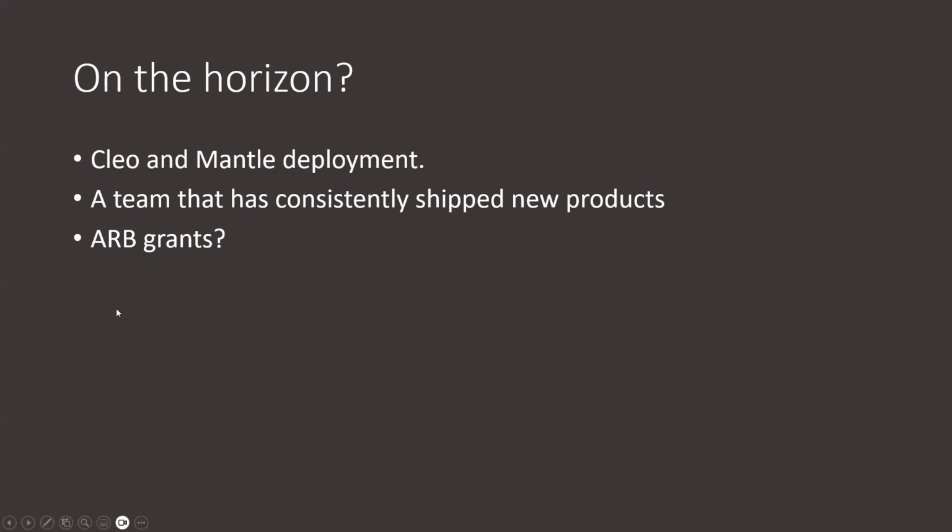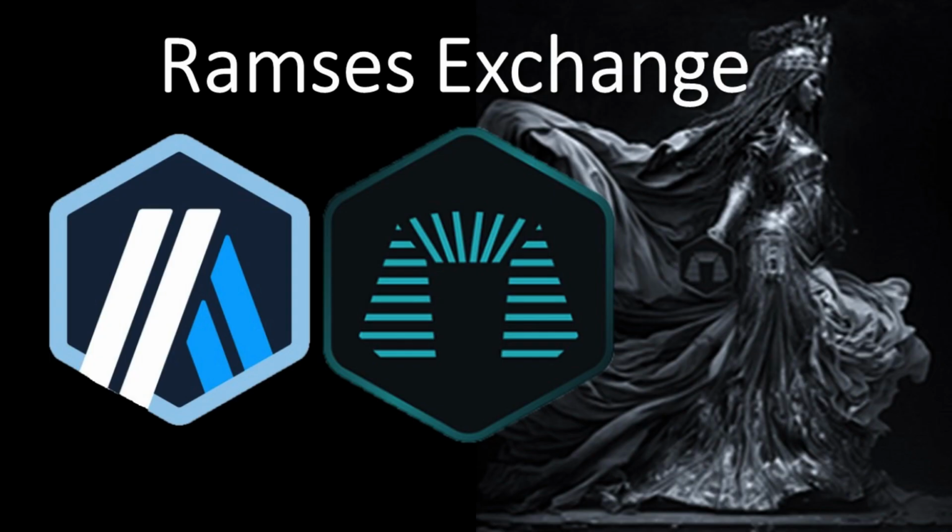So on the horizon, I'll talk about these at a different time. There are different things coming in for the Ramses Exchange, potentially the ARB grants, which I think everyone's talking about for every protocol. You've got a team that's constantly shipping new products, but notably as well, there's likely to be very soon a Clio and Mantle deployment. Now, if you want to know more about Clio, which is the new fork, friendly fork, I should say, of Ramses, which will be deployed on the Mantle network in the next little while, then we can do another video on that separately.